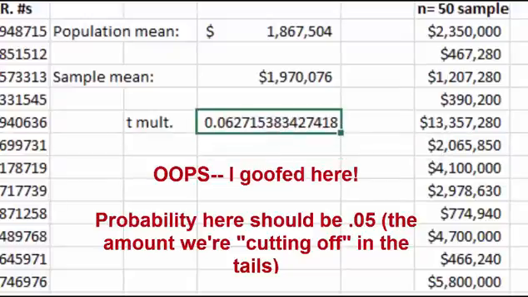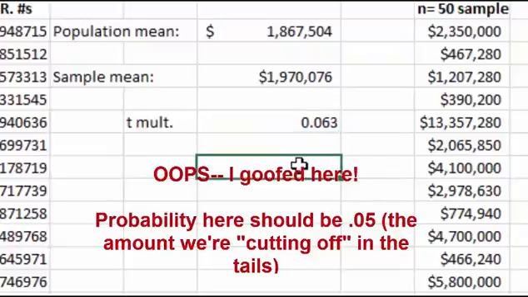Okay, so we've got 0.0627. Let's take some decimal points off of that, as our t multiple. Now we just need to calculate the standard error of x bar, and then we can multiply it times the t multiple, add and subtract it to our sample mean, and we'll come up with our range for our confidence interval.